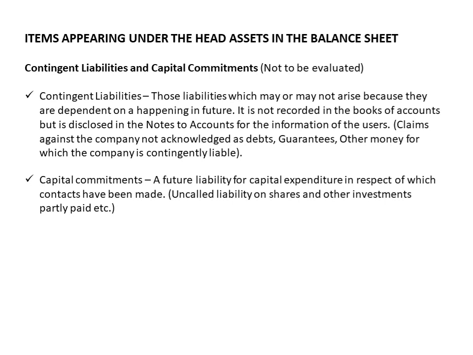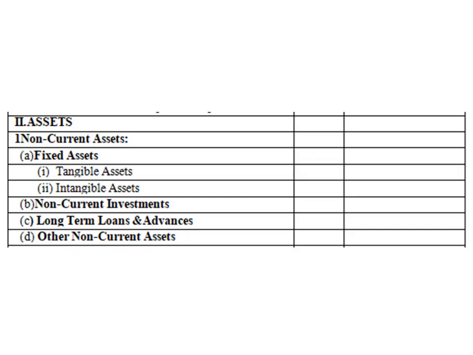Contingent liabilities are those liabilities which may or may not arise because they are dependent on a happening in future. They are not recorded in the books of accounts but are disclosed in the notes to accounts for the information of the users. Now, what are capital commitments? It's a future liability for a capital expenditure in respect of which contracts have been made. That is, these are the uncalled liability on shares and other investments partly paid. Now, this is how it appears under the non-current head of the assets side of the balance sheet.